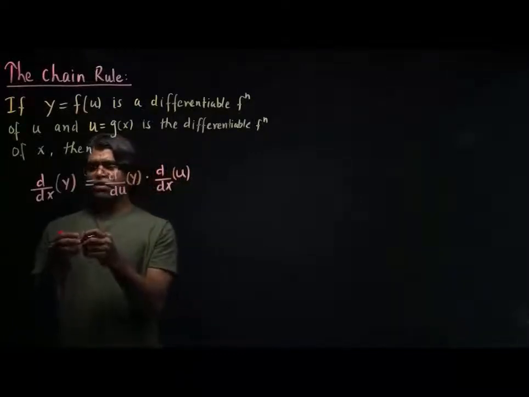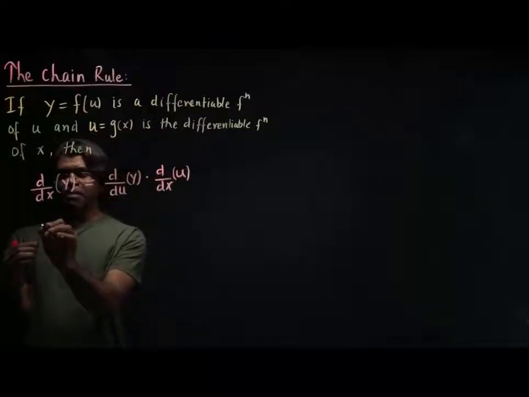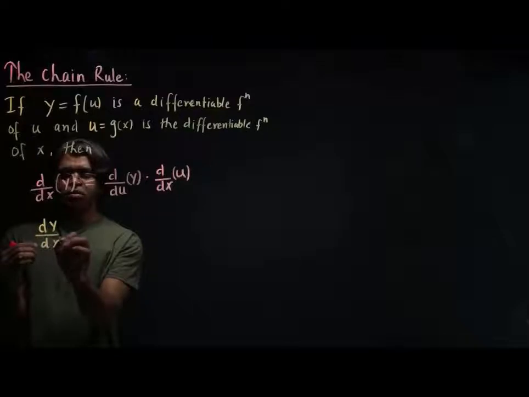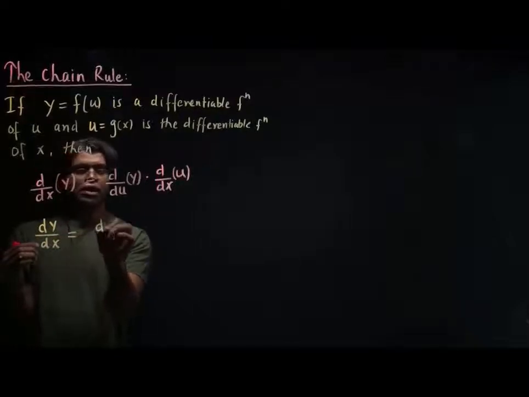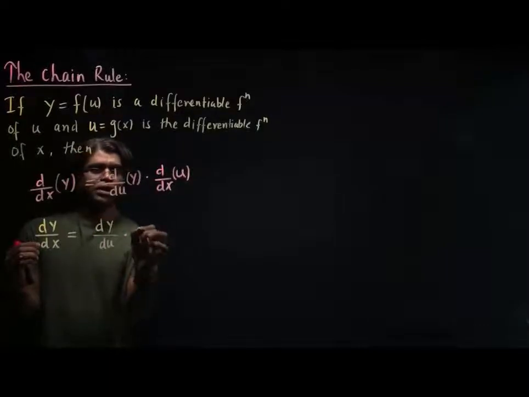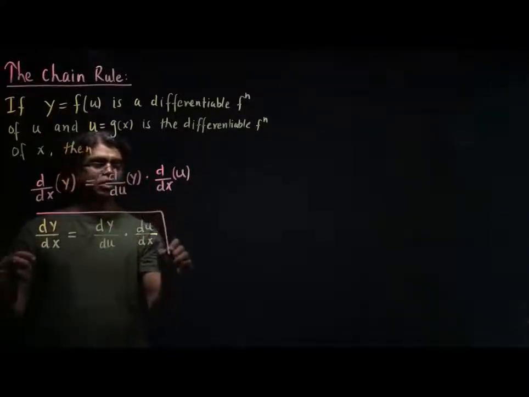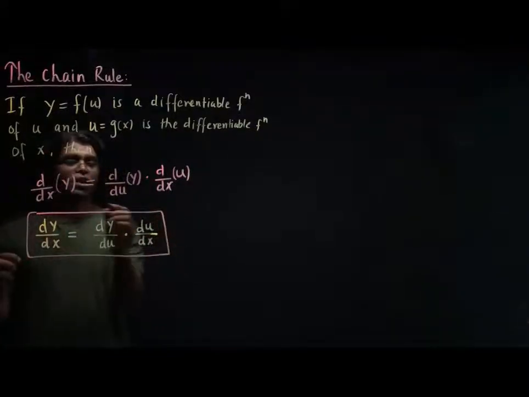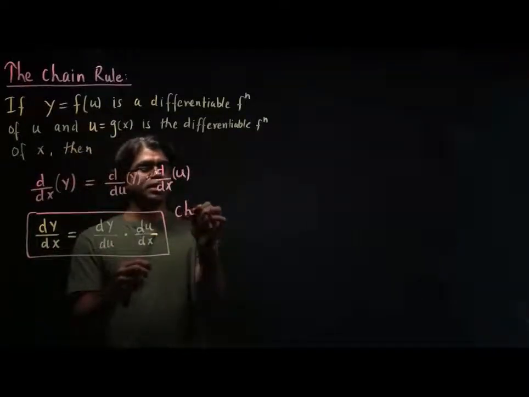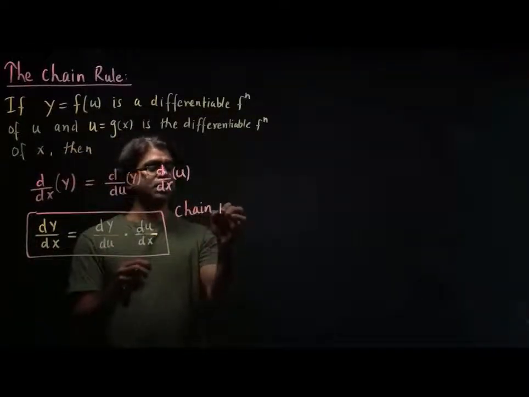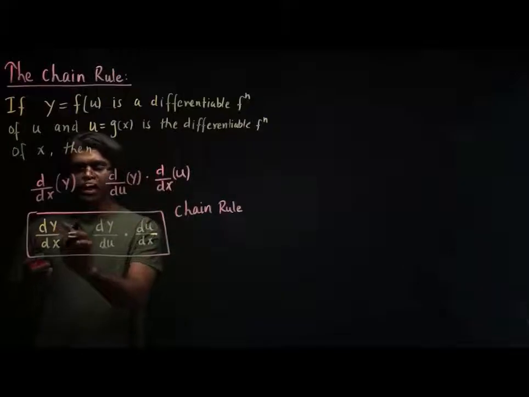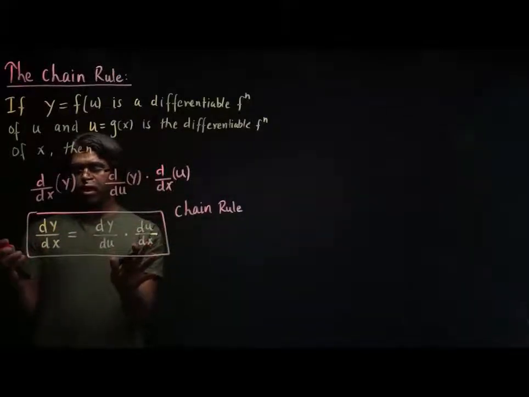Now let's simplify further. If I simplify further, I will write this as dy over dx is equal to dy over du times du over dx, right? This rule is basically known as the chain rule. Let's try to understand what is happening over here.